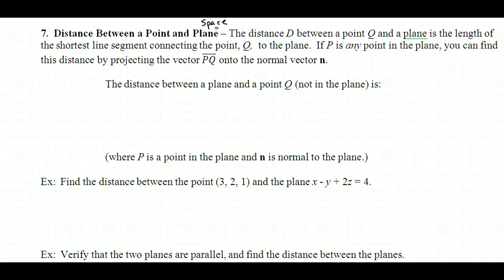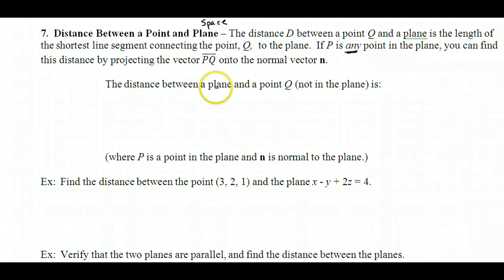So the distance d between a point Q and a plane is the length of the shortest line segment connecting the point Q to the plane. P can be any point in that plane. It doesn't matter what it is. We can pick any point in the plane. Then we can find the distance by projecting the vector PQ onto our normal vector n. Well, the nice thing about this is that we don't have to use that formula for projecting one vector onto another. There's a simpler formula for this.